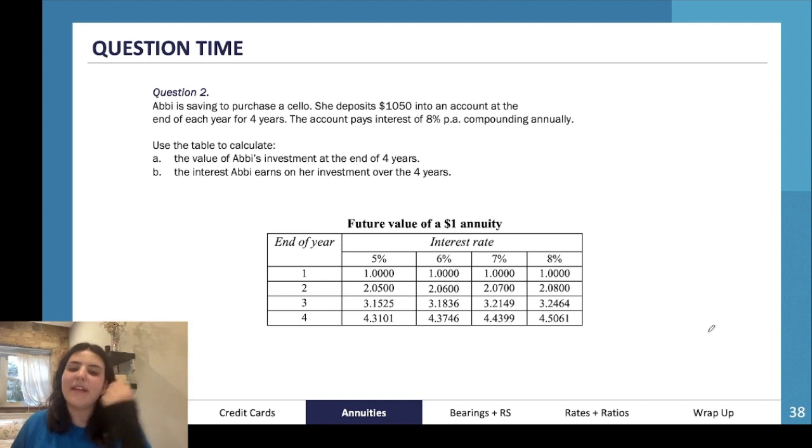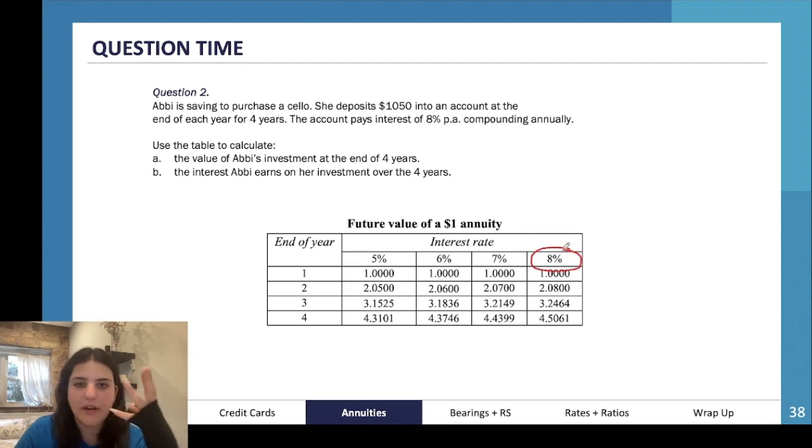She deposits $1,050 into an account at the end of each year for 4 years. The account pays interest of 8% per annum compounding annually. Use the table to calculate the value of Abby's investment at the end of 4 years and the interest Abby earns on her investment over the 4 years. Okay, so we've got $1,050. It's 8% per annum compounding annually, which means we don't actually have to do anything to our numbers, right?